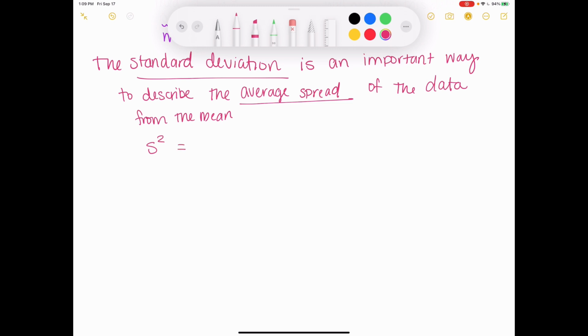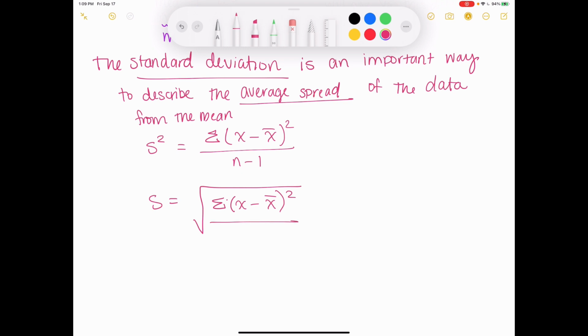S squared is equal to the summation of x minus x bar squared over n minus 1. S is equal to the square root of the summation of x minus x bar squared all over n minus 1.